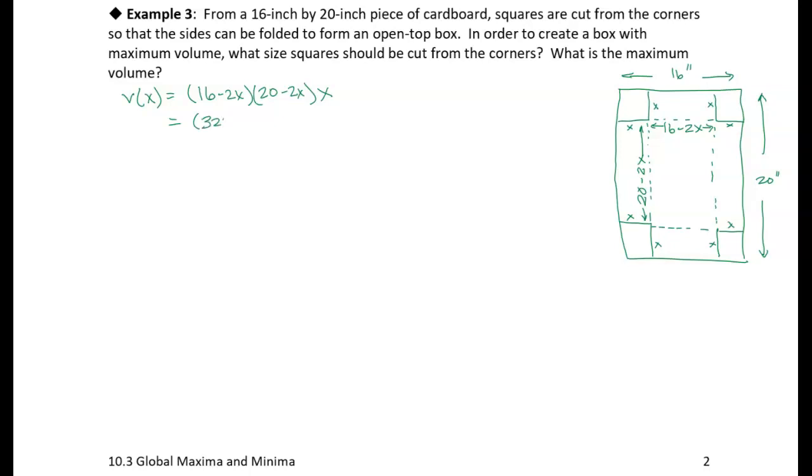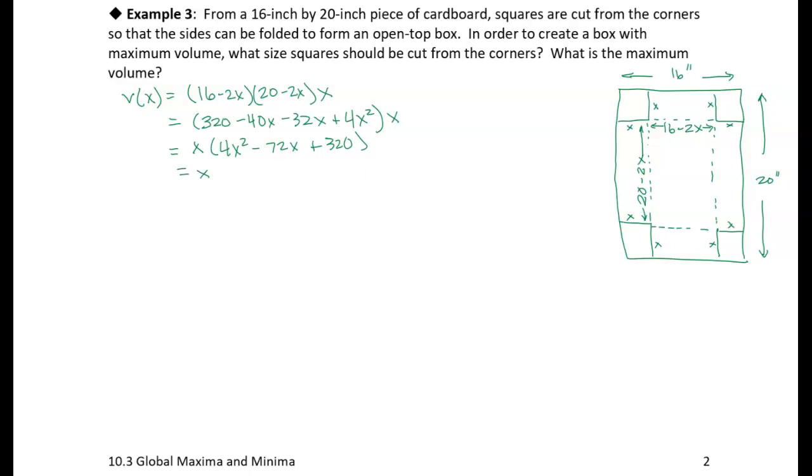So I'll get 320 when I take 16 times 20. Negative 2x times 20 gives me minus 40x. And then 16 times negative 2 gives me minus 32x. And then I'm going to have plus 4x squared. And that's still times x. Now I'm going to rearrange this because I usually like my polynomials in descending power order. So I'm going to end up with 4x squared. I can combine these two middle terms and get minus 72x plus 320, and then let's just multiply through by x.